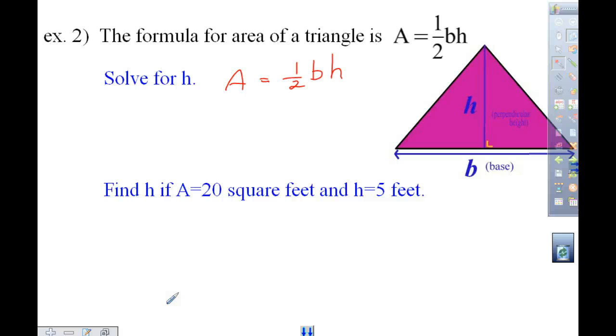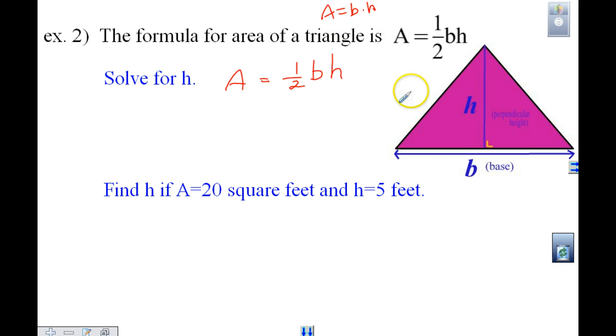So we know the area of a triangle, right? Area is 1/2 base times height. Why is it 1/2? Well, what's base times height? Area equals base times height. What was that the area of? Just base times height without the 1/2.